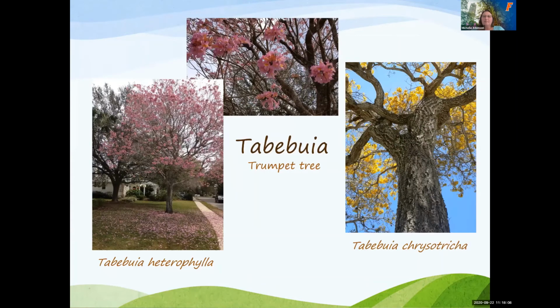Tabebuia, a nice drought-tolerant tree. Tabebuia shows its color in the spring, so it first flowers with these beautiful either pink or yellow flowers, and then the leaves come on. The flowers will fall and the leaves will come on, and you will not have the color for most of the year, but in the spring it is a beautiful pop of color when they first come on.